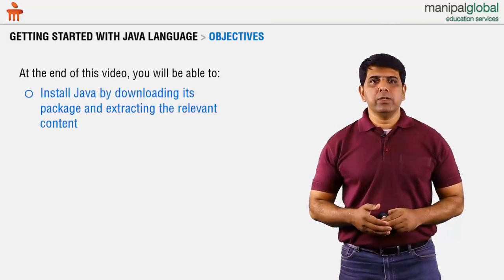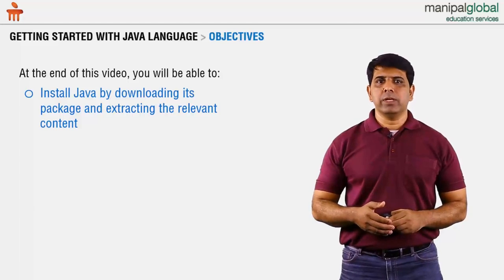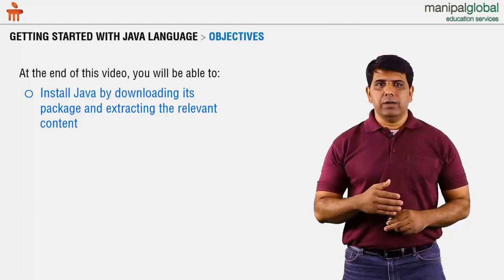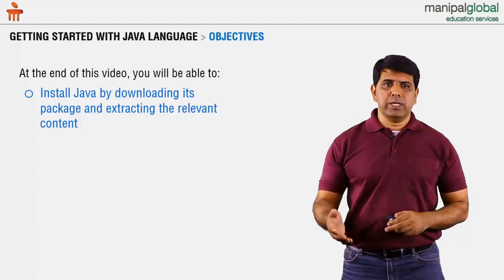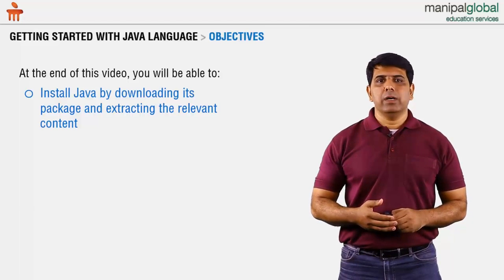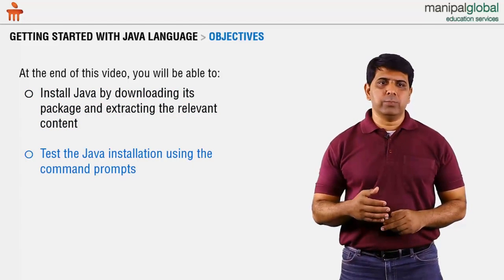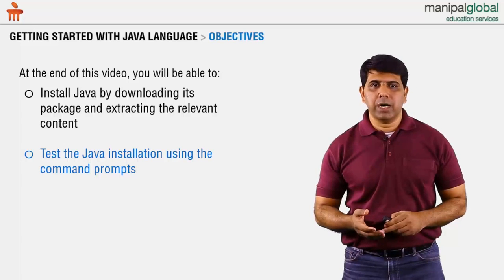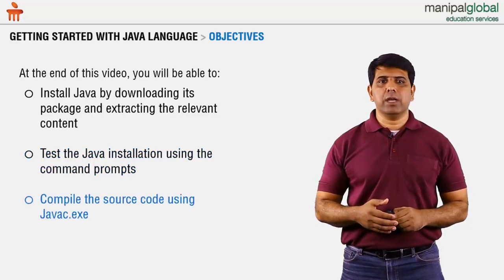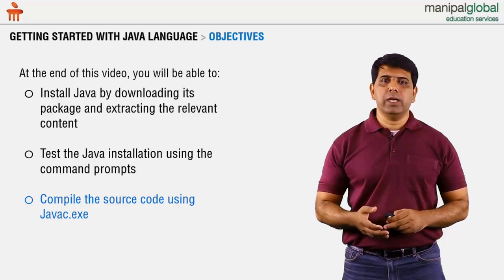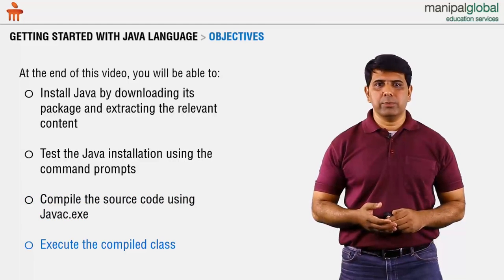At the end of this video you should be able to install Java by downloading it from Oracle, going through the step-by-step installation process, setting up the Java command paths, and executing basic commands to compile and run Java programs, and so on.